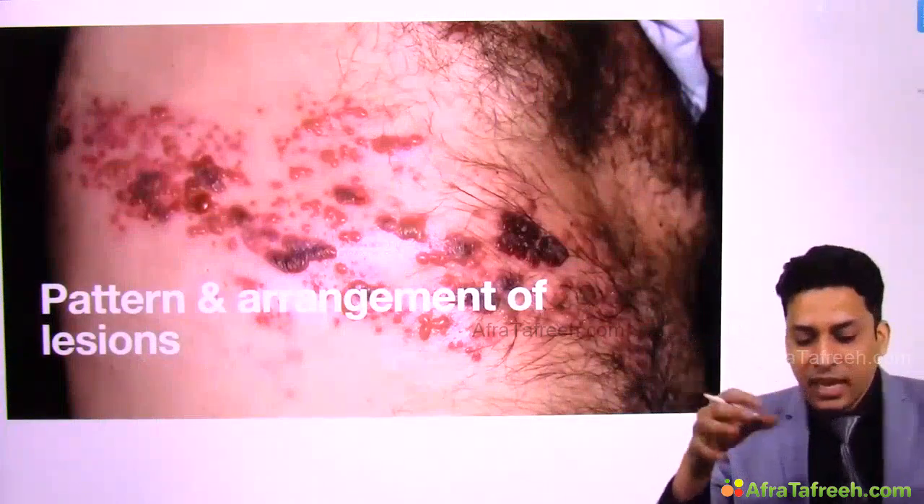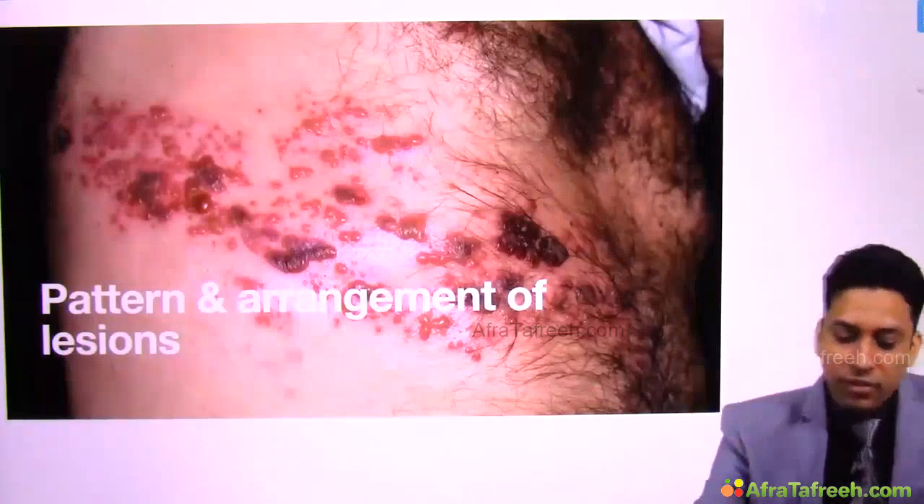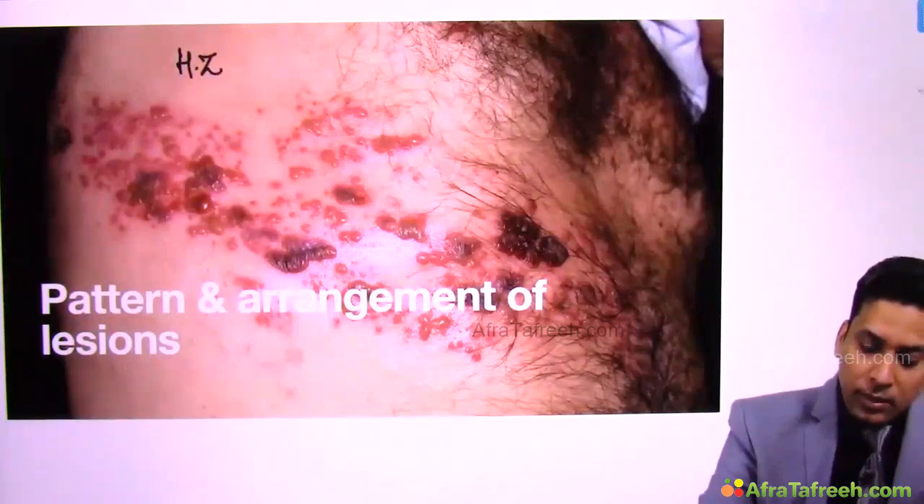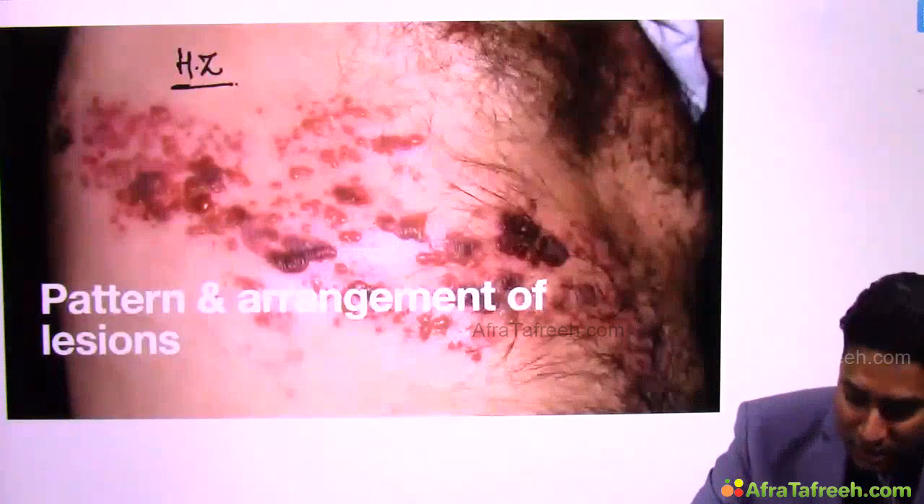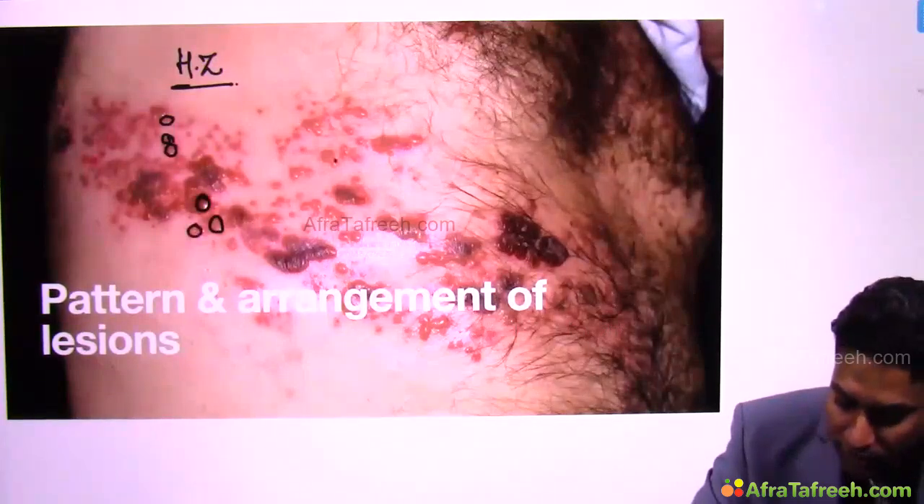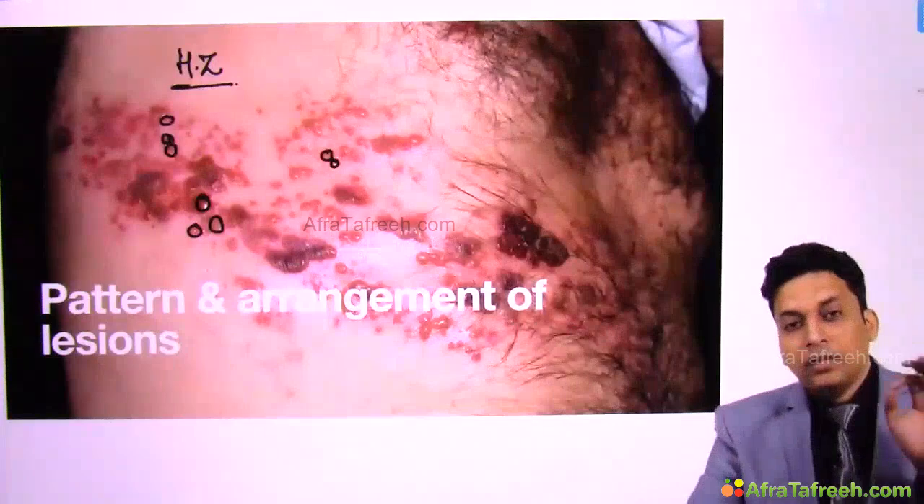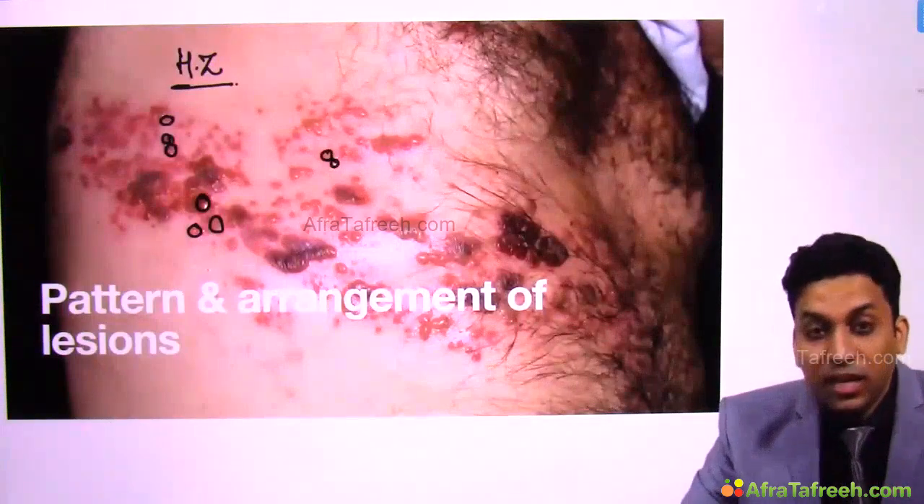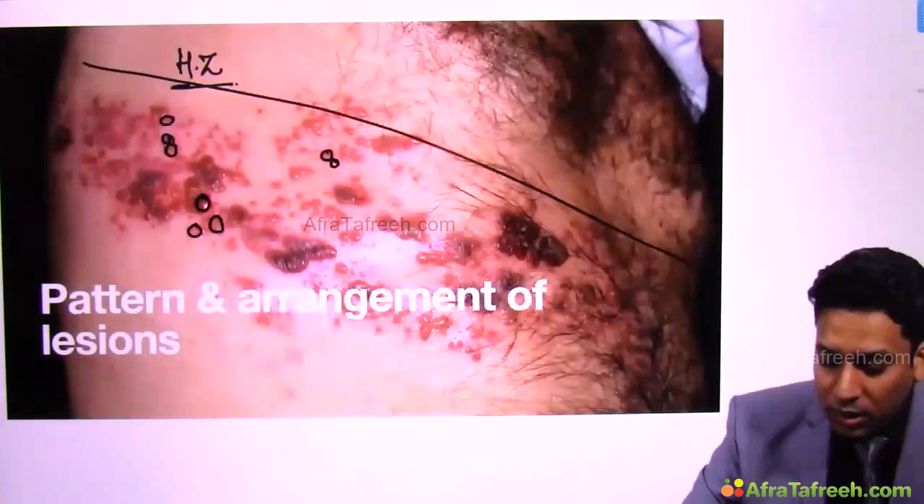Like here, you can see a patient suffering from herpes zoster. The primary lesions are vesicles. As you can see, these fluid filled lesions are present. So all these vesicles are present, but the arrangement is dermatomal, along a particular nerve segment.